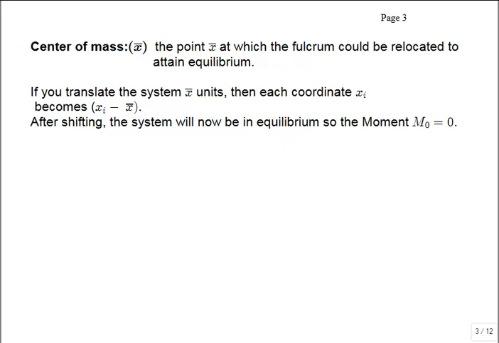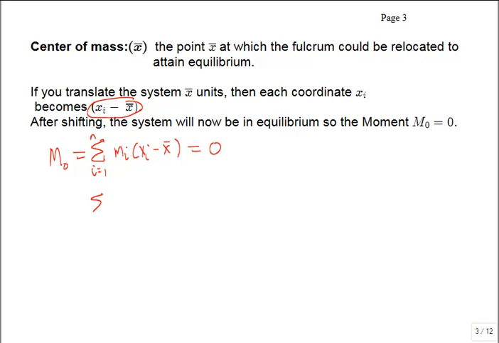So what does that tell us? Well, the moment about the origin is defined to be those masses times their distances from that fulcrum. So our masses are these m sub i's, and our distances from the fulcrum after we've translated them are these. So these would be our distances, and I'm going to sum up all of those masses and all of those distances from 1 to n. And since we're now in equilibrium because we've shifted the system over, this would have to equal 0.